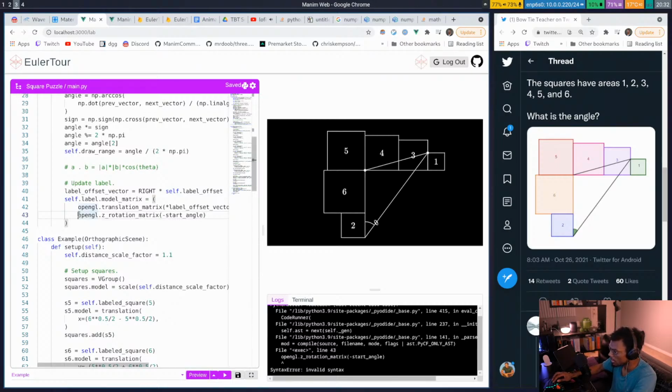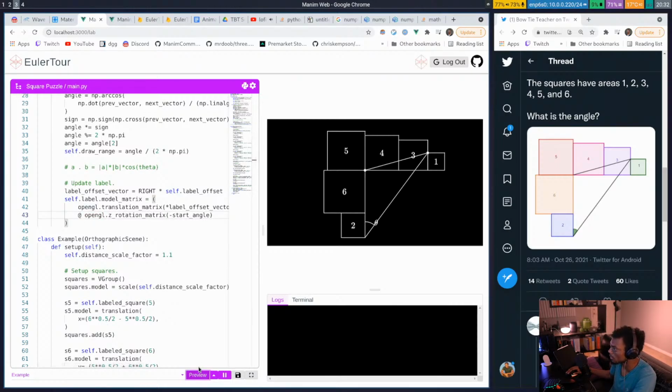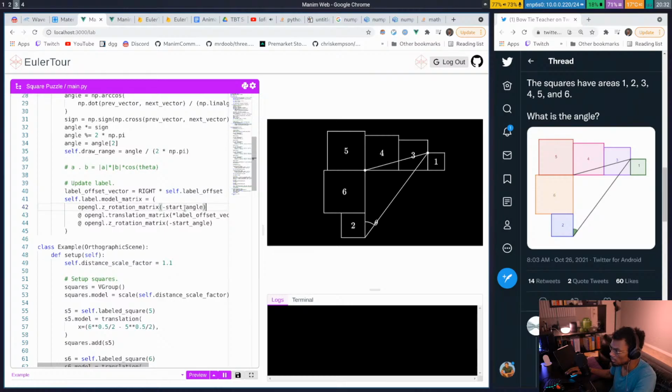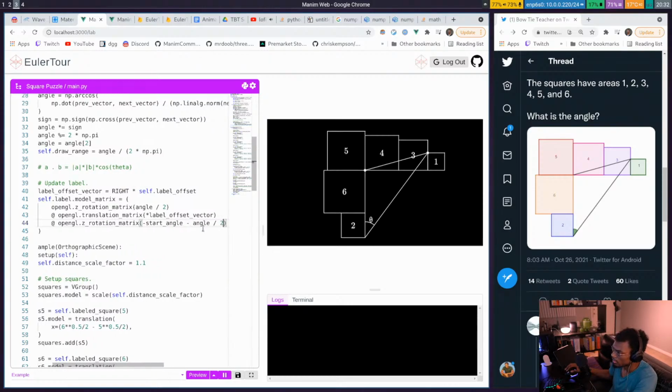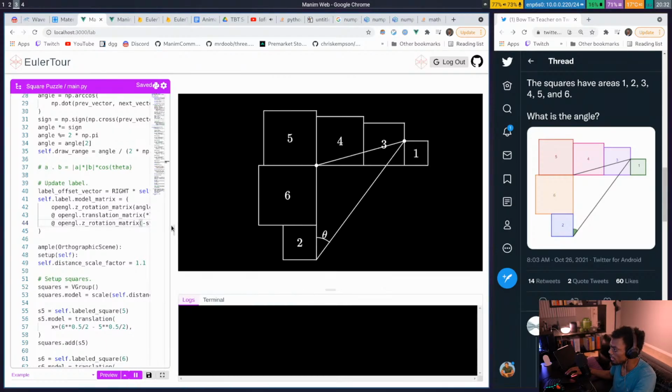Oh, if I add the multiplication, now it's right side up. But I want an additional rotation by angle over 2. Positive direction, angle over 2. Great. You have to counteract that and go on minus angle over 2. Okay, I did it. The theta is right side up now.